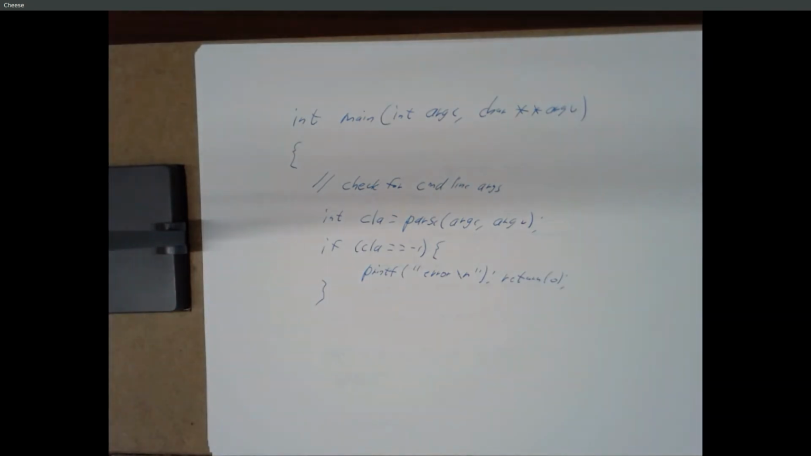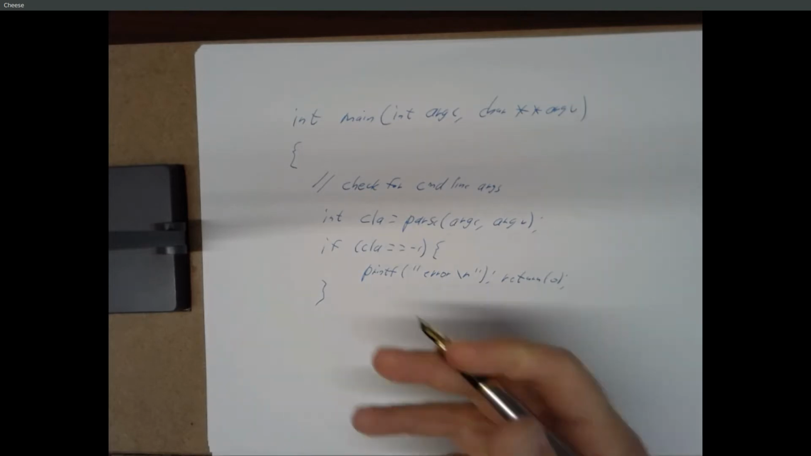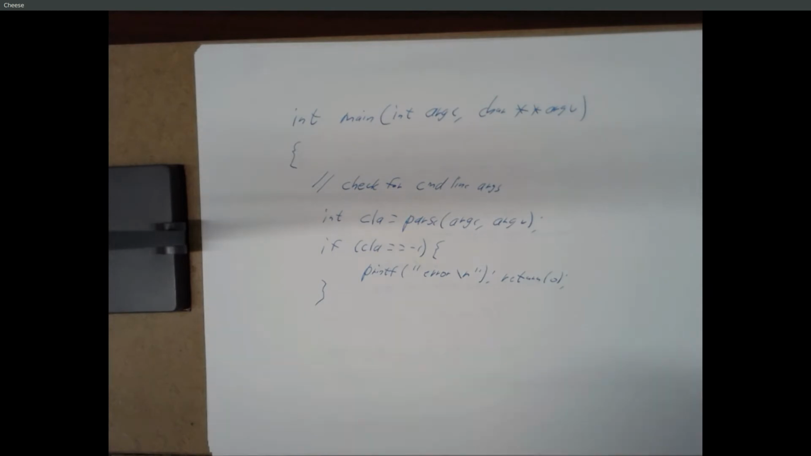Right, so I'm going to call my parse function. I'm going to pass it the command line arguments, argc, argv, the things that went into main. And let's say I've written my parse function to return -1 if there's any kind of error. So if it returned -1, I'm just going to say error.